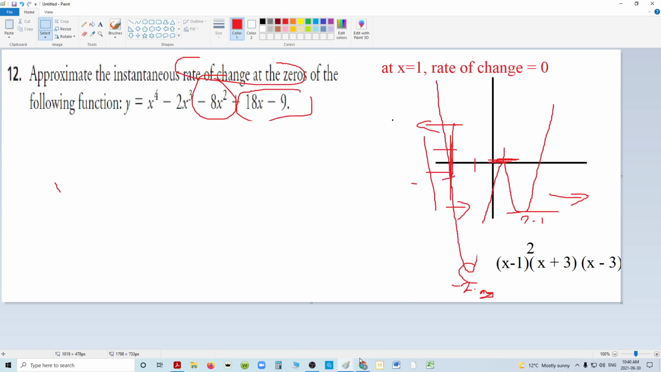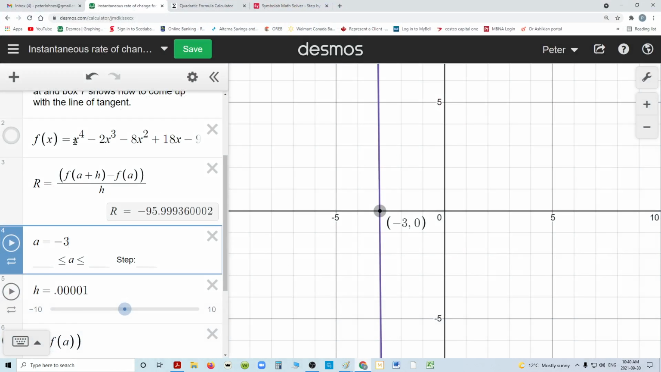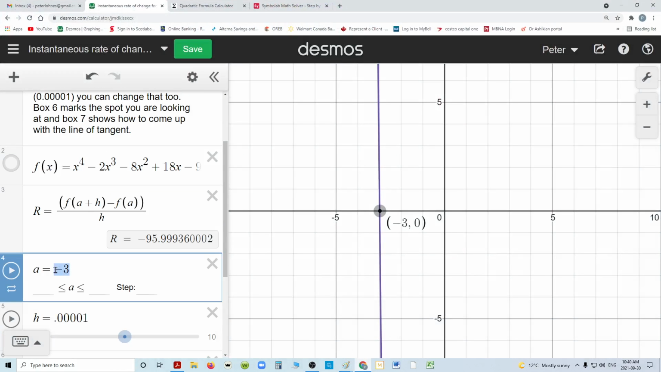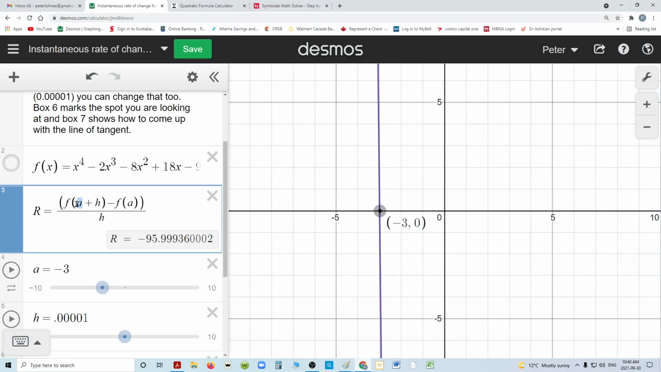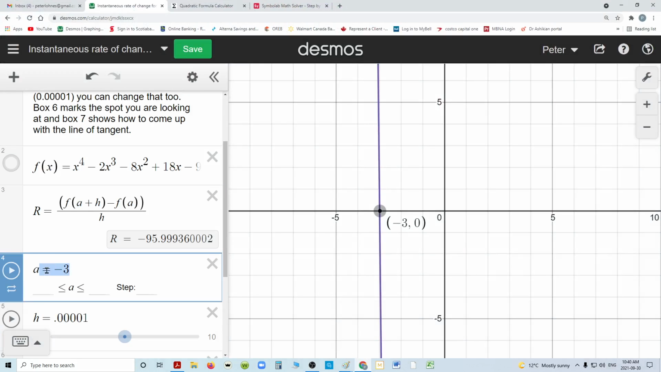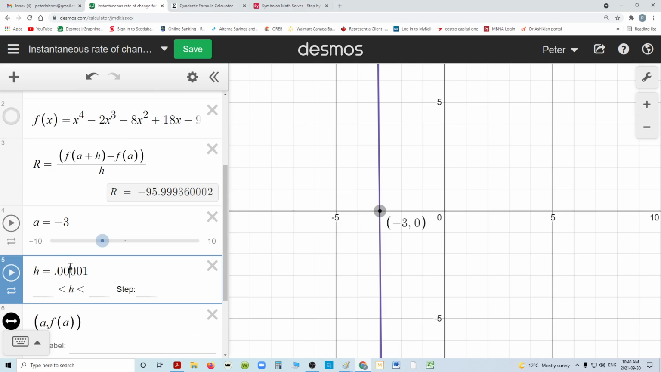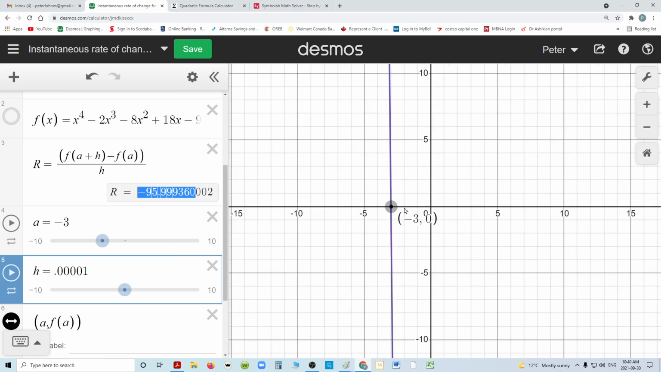However, the good news is I know this is correct because when I punch it in here and make my a value, which is the same as x, minus 3, and I use an h value that's even bigger, I get exactly what I just calculated. So that means my rate of change there is -5. Great.